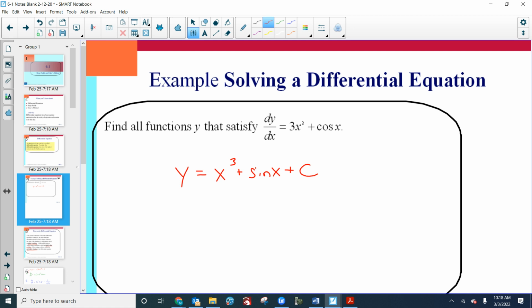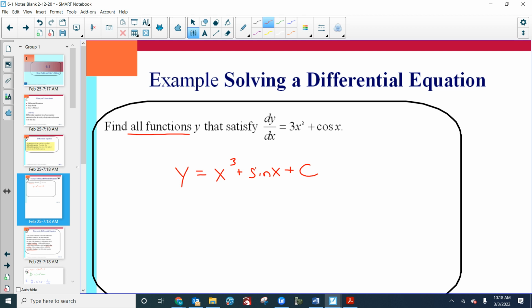Now, why did they say find all functions? Well, what does the plus C do to it? The plus C keeps the same shape, but what does it do to it? Plus a constant. Doesn't it vertically translate the graph of x cubed plus sine of x up and down?